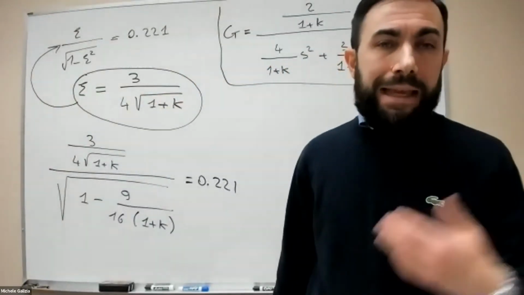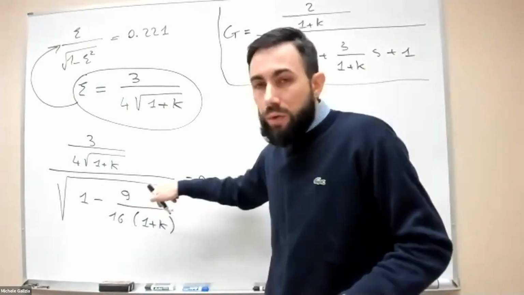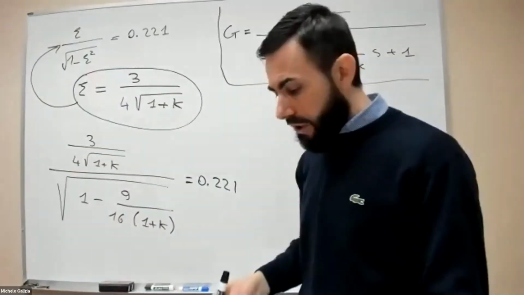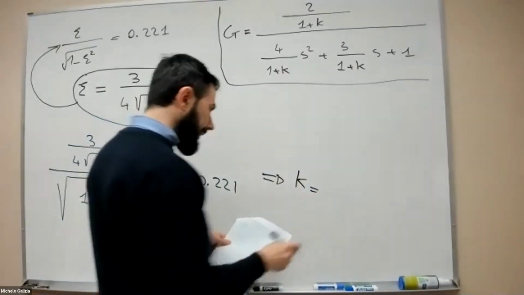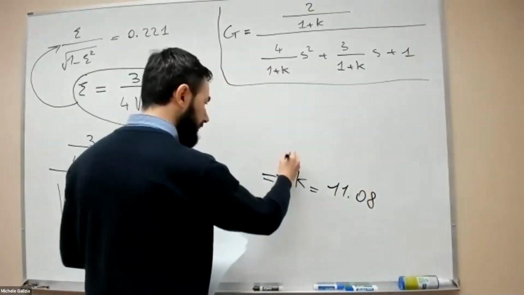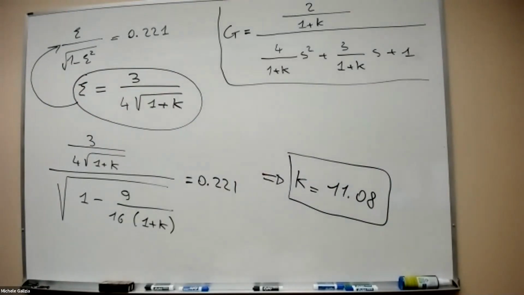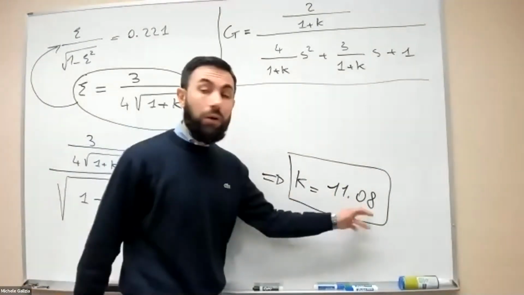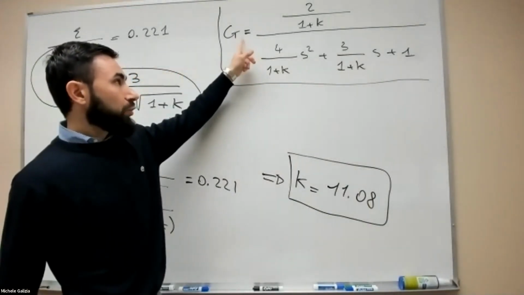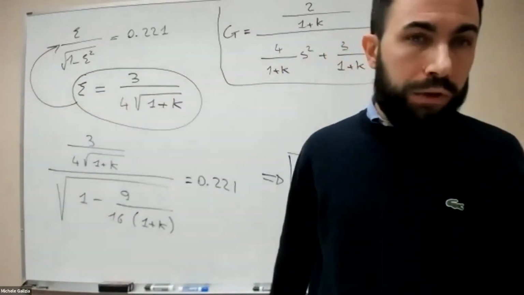You can proceed with Excel, with Mathematica, with MATLAB. It's not important the way you use it to solve this equation. Just solve it numerically or analytically as you wish. And you get that k is equal to 11.08. So if k is equal to 11.08, the system represented by this transfer function will have a decay ratio equal to 1/4.